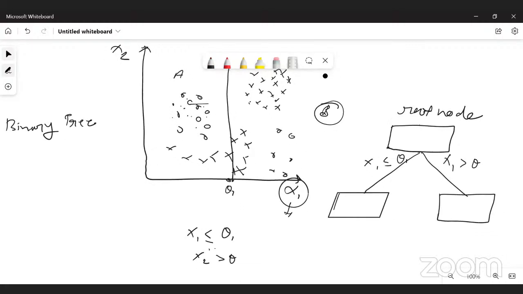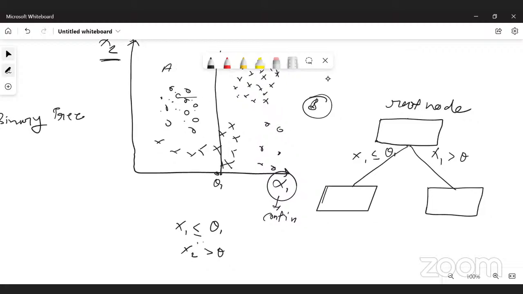Okay, so x1 is less than theta 1. Here I am assuming that x1 and x2 are continuous random variables, continuous features. We will see how to do a split in the case of a categorical variable as well, but here it's a classification problem with both continuous features.